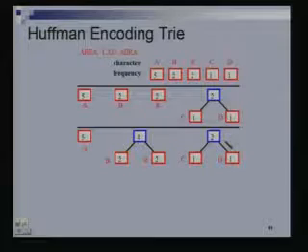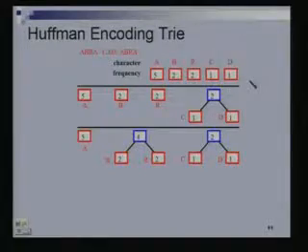ठीक है? कितनी बार मुझे ये काम करना पड़ेगा? How many times will I have to do this process? If I started off with n leaves, how many times will I have to do this process? N by 2?